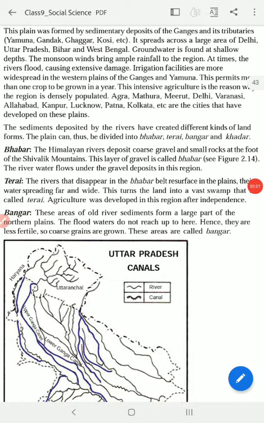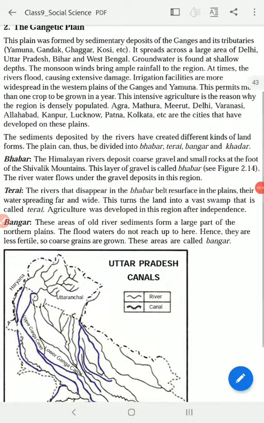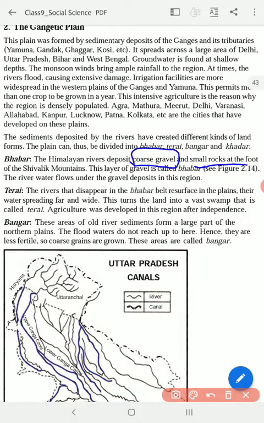The first landform that we will see is Bhabar. What is the meaning of this name Bhabar? The Himalayan rivers deposit their coarse gravel, meaning small stones and small rocks, and as they come down from the Himalayas, it is the first land that the river touches. Therefore, as the river touches that spot, it deposits so much gravel and small rocks at the foot of the Shivalik mountains. These gravels we call Bhabar.